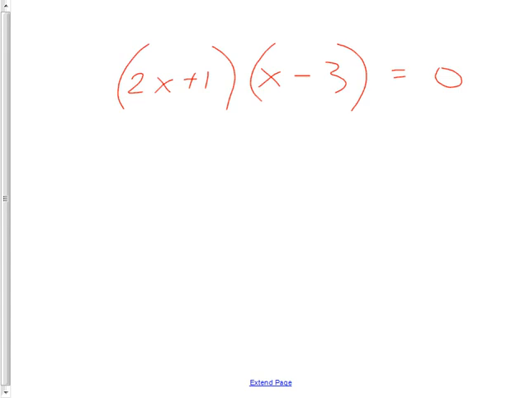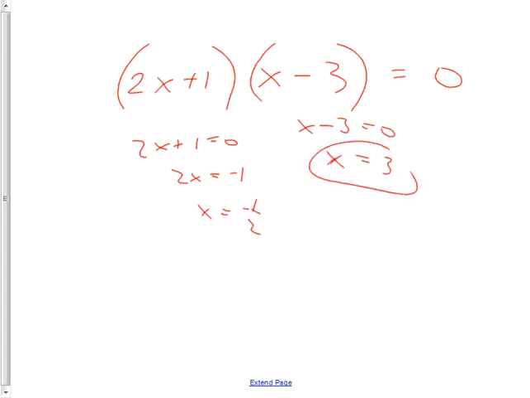Okay. You should have said 2x plus 1 equals 0, 2x equals negative 1, x equals negative 1/2. And you should have said x minus 3 equals 0, add 3 to both sides, x equals 3. There's your two answers. Okay, that should be easy right now. We've done those since the beginning of the year. So why is this any different?